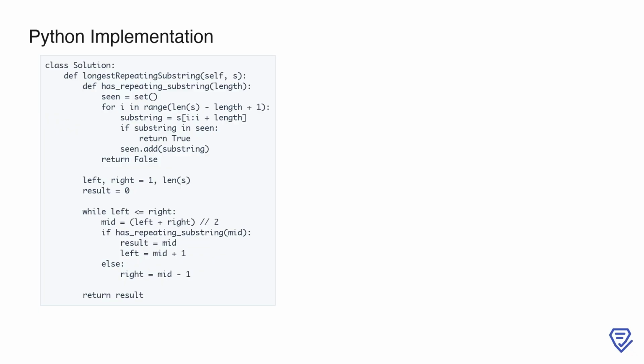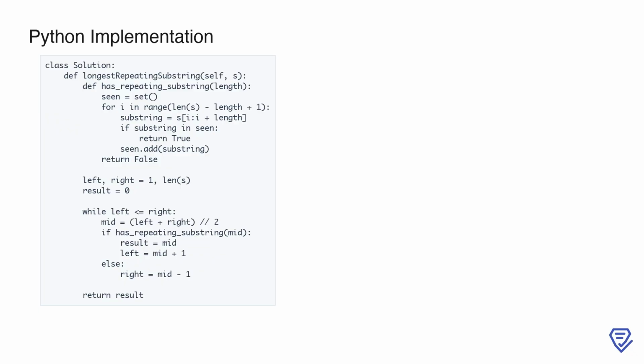Next, we use binary search to find the maximum length of a repeating substring. The binary search operates on the range of possible substring lengths, starting from 1 up to the length of S. The midpoint of the range is tested using the helper function. If a repeating substring of that length exists, we move the search range to the right, longer lengths, and update the result. Otherwise, we move the range to the left, shorter lengths. The binary search continues until the range is exhausted. At the end, the variable result holds the length of the longest repeating substring.